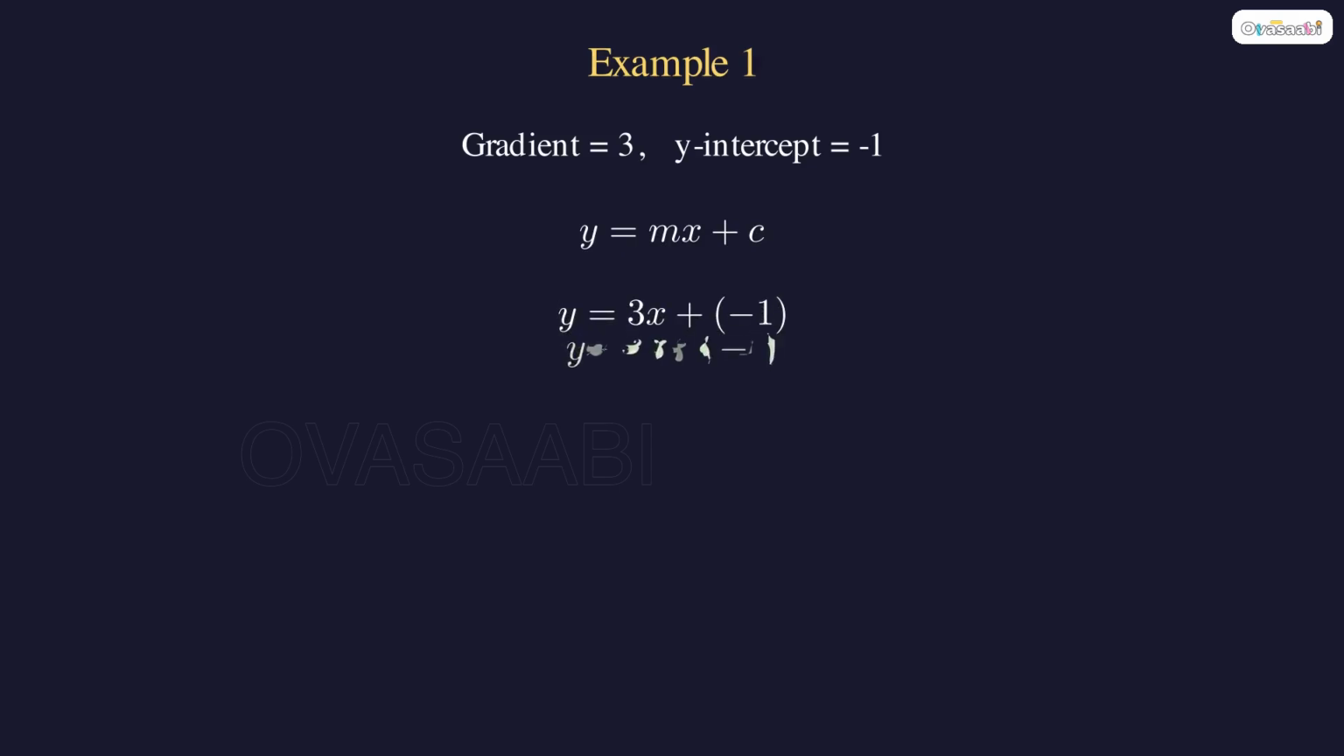Example 1. Find the equation of a line with gradient 3 and y-intercept -1. We substitute into y equals mx plus c. So y equals 3x minus 1.